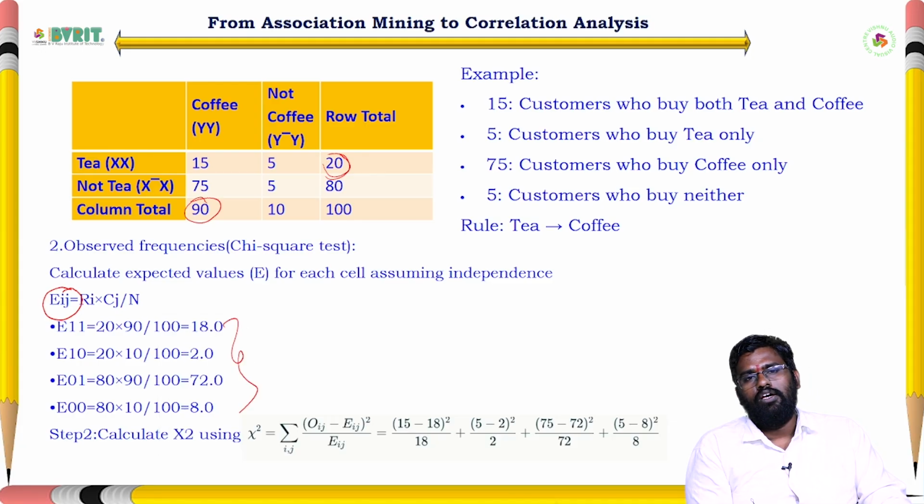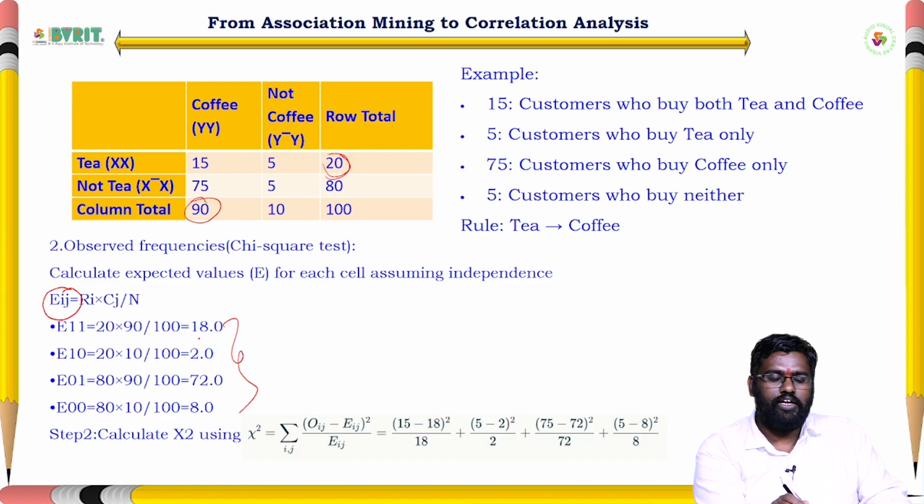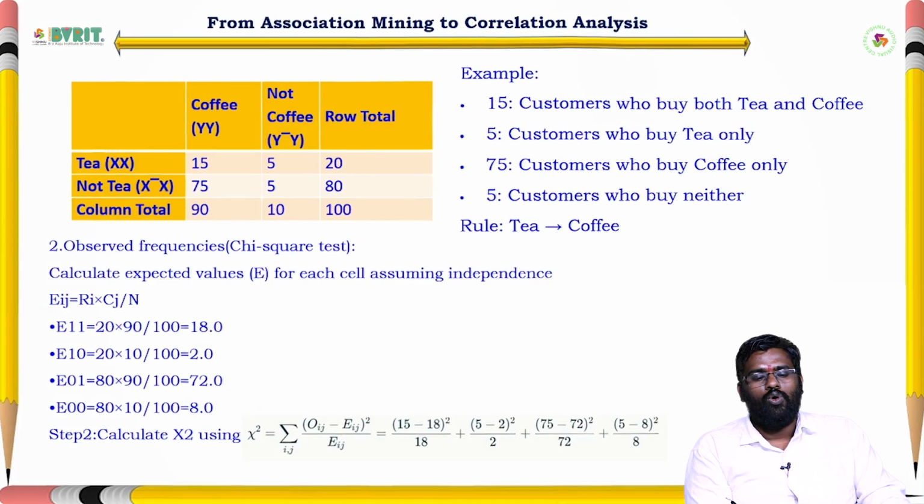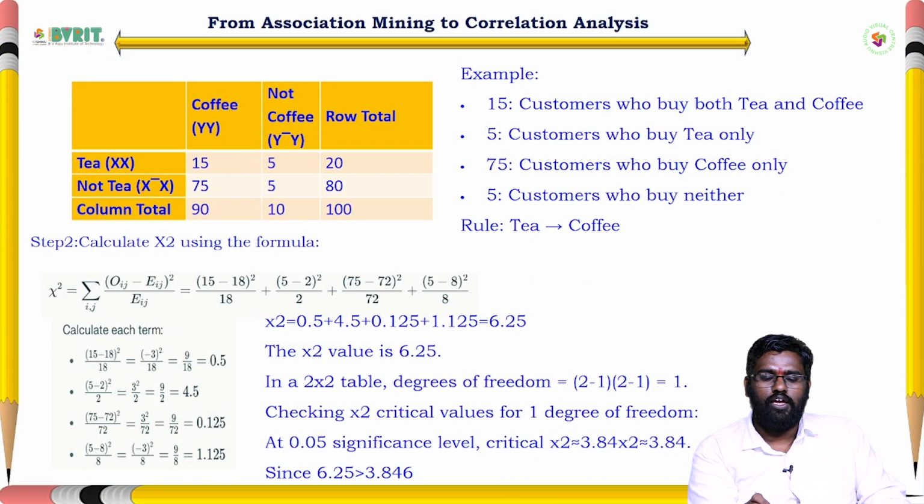That expected frequencies we calculate based on these values. We have to implement them in the chi-square formula, which is observed frequencies minus expected frequencies, squared, divided by expected frequencies. Observed frequencies are the 15, 5, 75 and 5. Expected frequencies we already calculated as 18, 18, 2, 72 and 8. So we substitute those values and calculate. Finally, after solving, we get the value as 6.25.